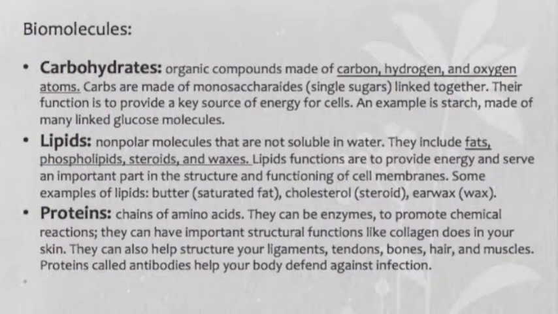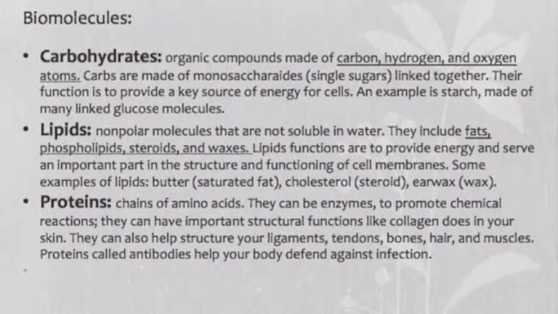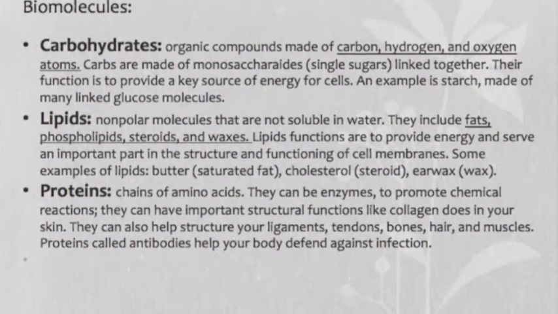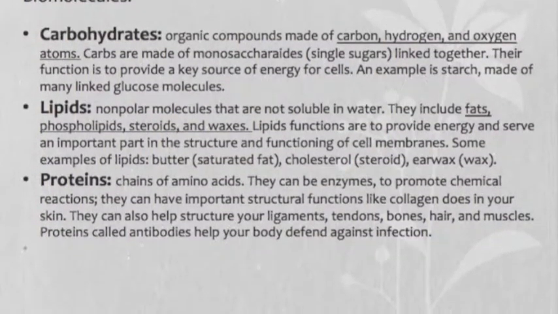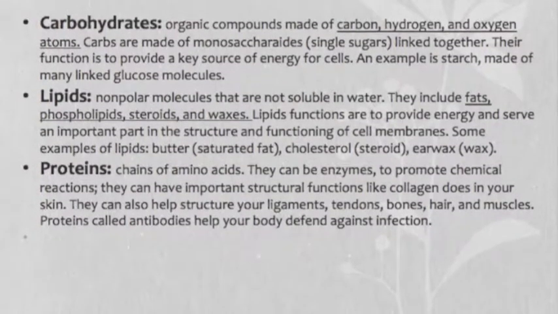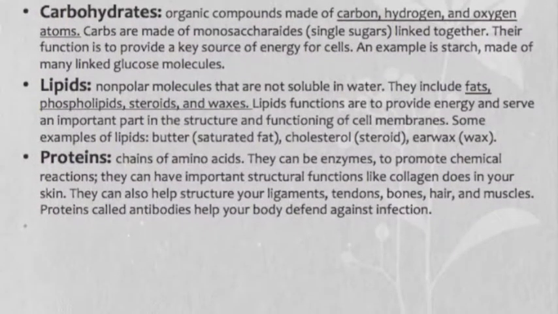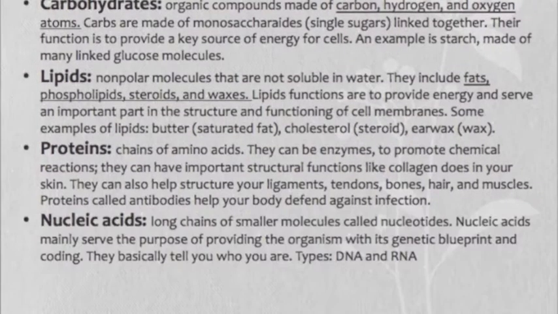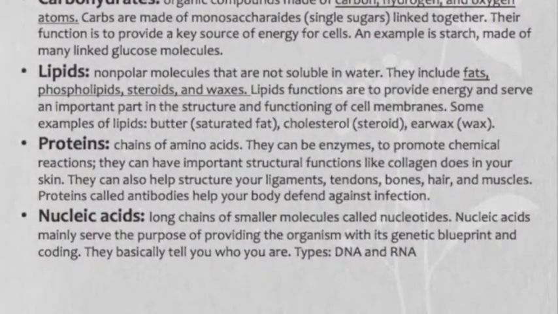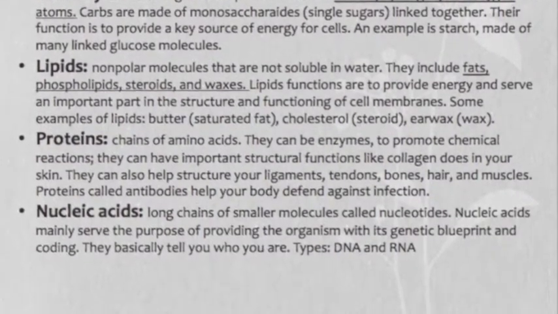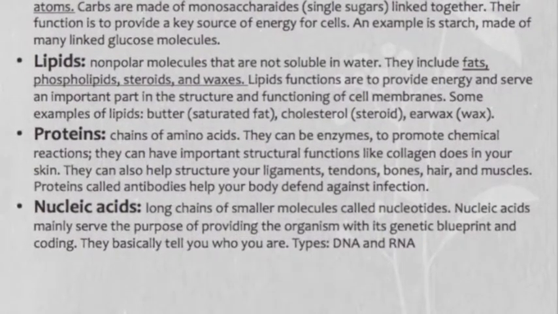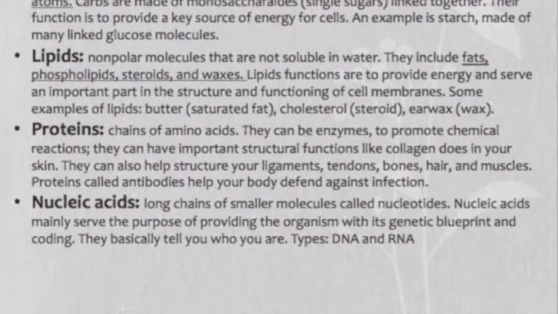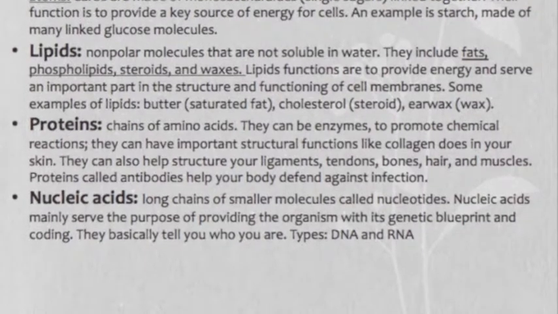There are also proteins, which are chains of amino acids. They can be enzymes to promote chemical reactions, or they can help structure your ligaments, tendons, bones, hair, and muscles. Proteins called antibodies help your body defend against infection. Finally, there are nucleic acids, long chains of smaller molecules called nucleotides. Nucleic acids mainly serve the purpose of providing the organism with its genetic blueprint and coding. They basically tell you who you are.